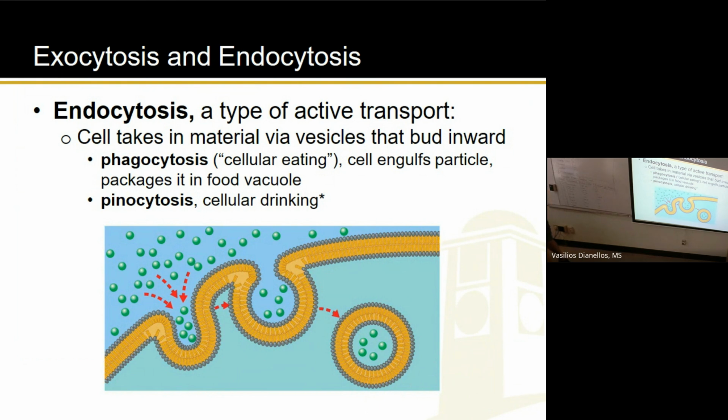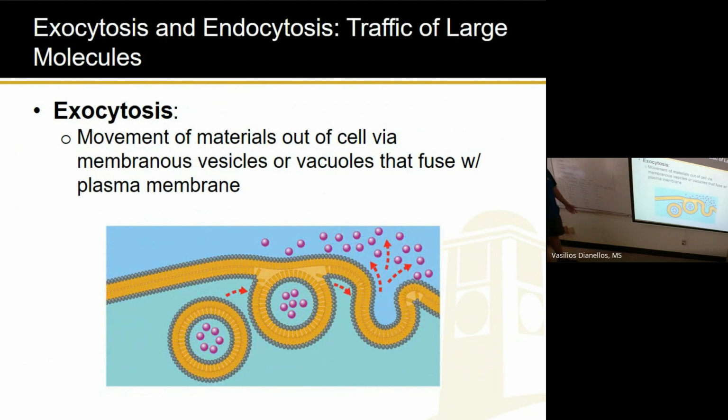So if that's endocytosis, the opposite is something called exocytosis. And it's just, instead of things coming into the cell, it's stuff moving out of the cell. And once again, it's a lot of stuff at once. This is why we can't just use proteins or simple diffusion, right? Because we're dealing with a lot of stuff.